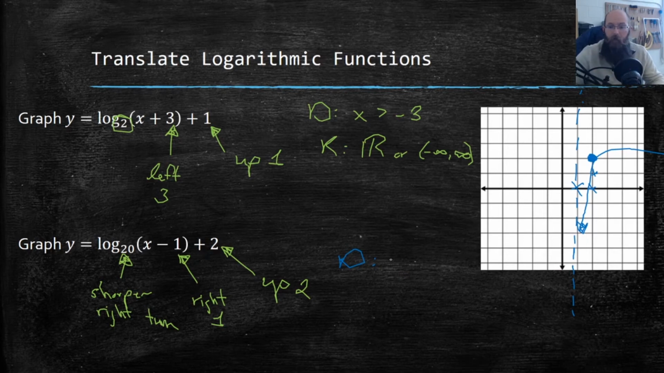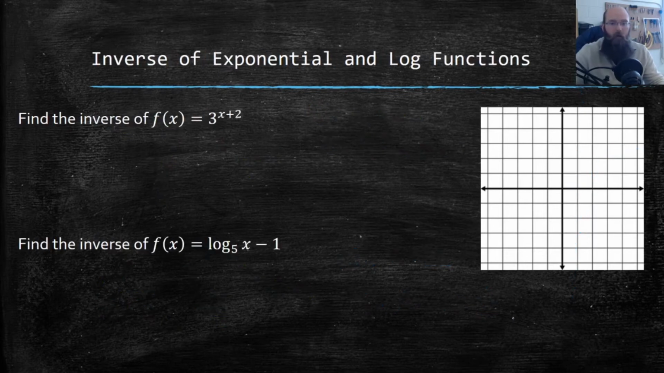Our domain is similar to the last one, right? I'm shifted to the right 1, so x has to be greater than 1. My range is still negative infinity to infinity. Sweet. Let's go to the next one. Now we're here. This one's a little more tricky.